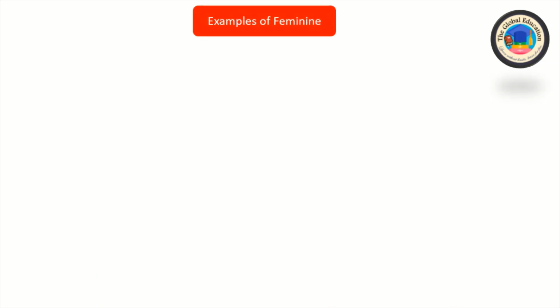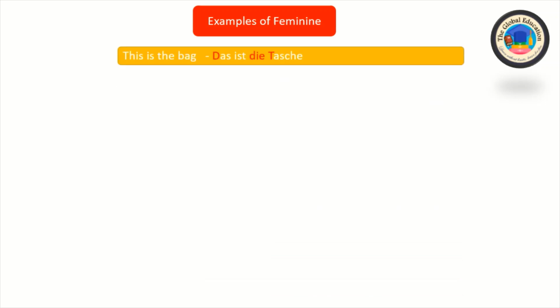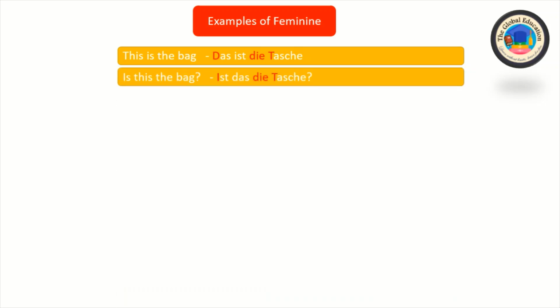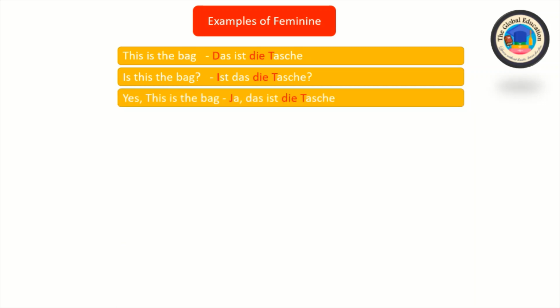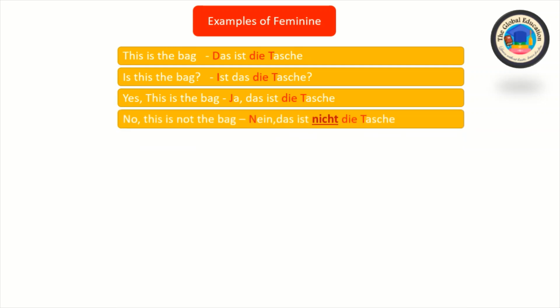Let's see an example of the feminine case. This is the bag. Das ist die Tasche. Tasche means bag, and bag has the article die, so die Tasche, and T is capital because it is an object. So das ist die Tasche. Is this the bag? Ist das die Tasche? Yes, this is the bag. Ja, das ist die Tasche. No, this is not the bag. Nein, das ist nicht die Tasche.